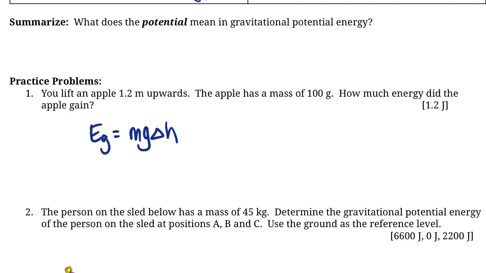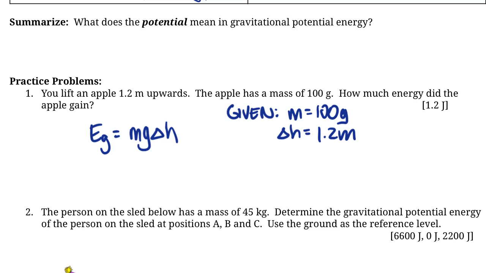We're given the mass of the apple. I should have done this on the left, but that's okay. I'll just do it here for today. We're given the mass is 100 grams. And we are given that the change in height, how far you've lifted it, is 1.2 meters. And we also know that g is 9.81. I'm not going to write that down as a given. That's just a given because we're on Earth.